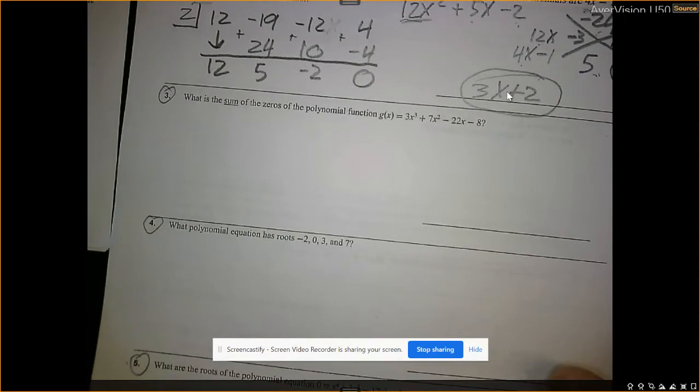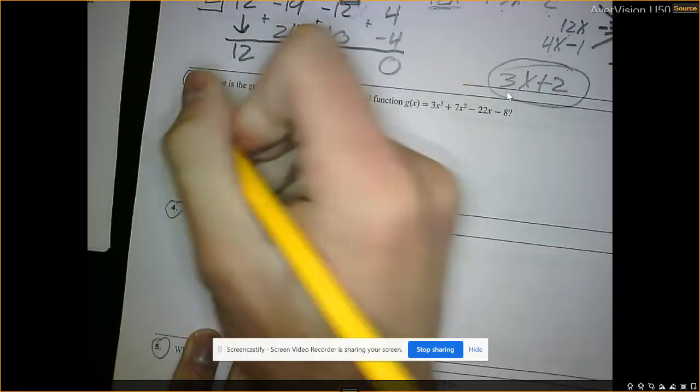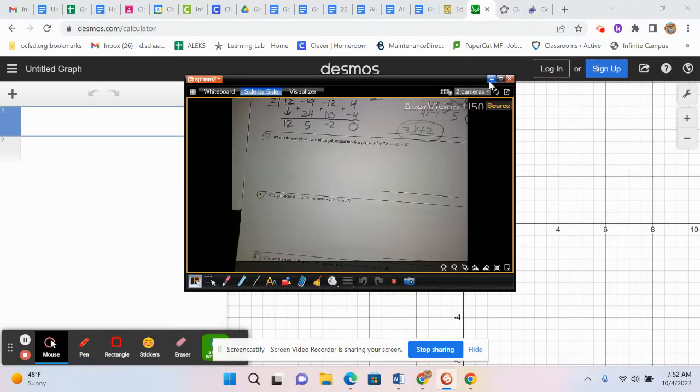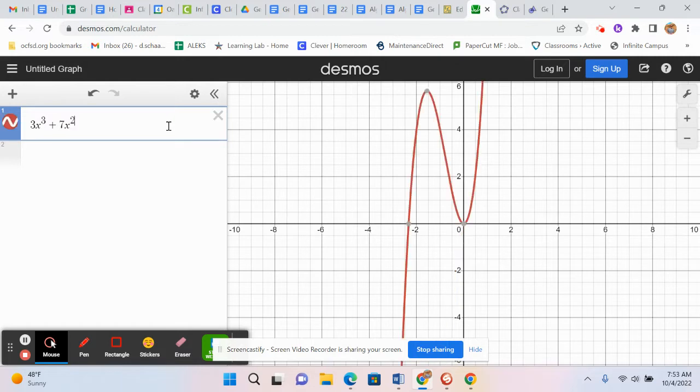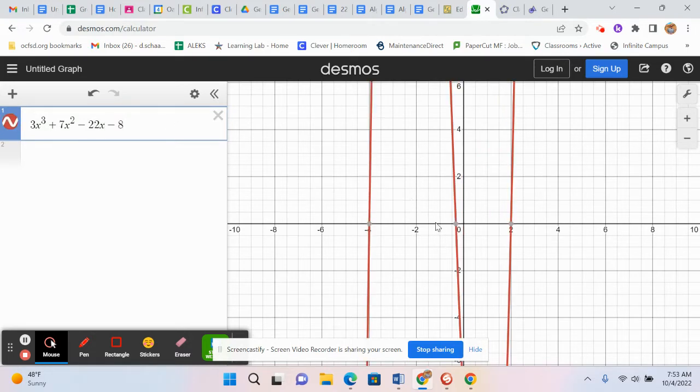Okay, moving on to number 3. This is something that in order to get started on, you really just have to put this into Desmos. So I guess I can switch over and show that quick. Hopefully I have time. Okay, so I'm putting in 3x cubed plus 7x squared minus 22x minus 8. Okay, and when you do that, you got to find the one or two.